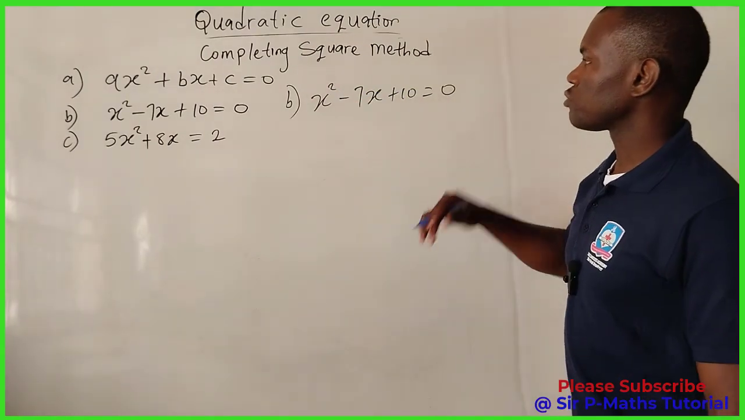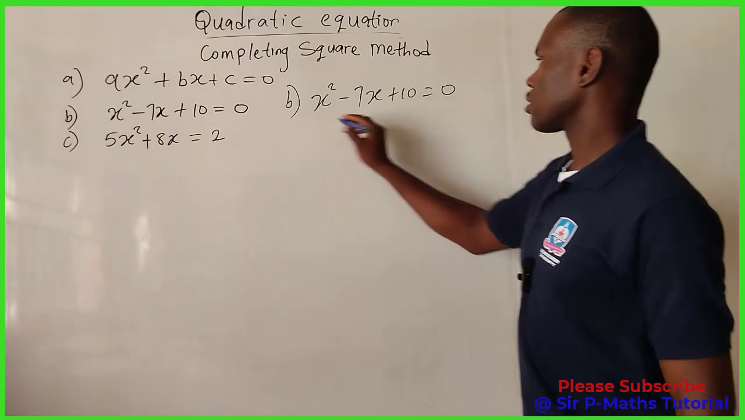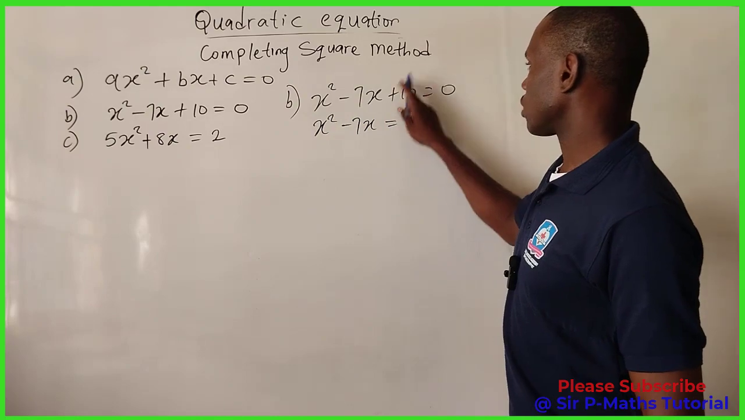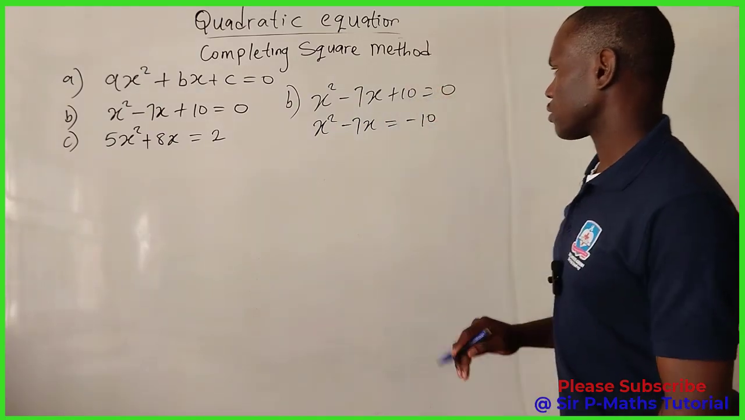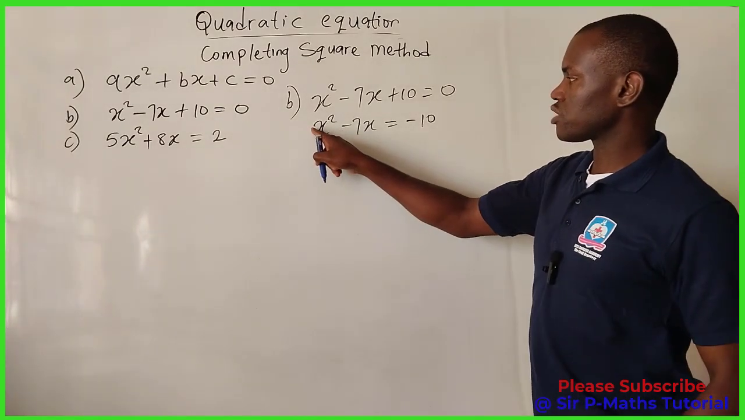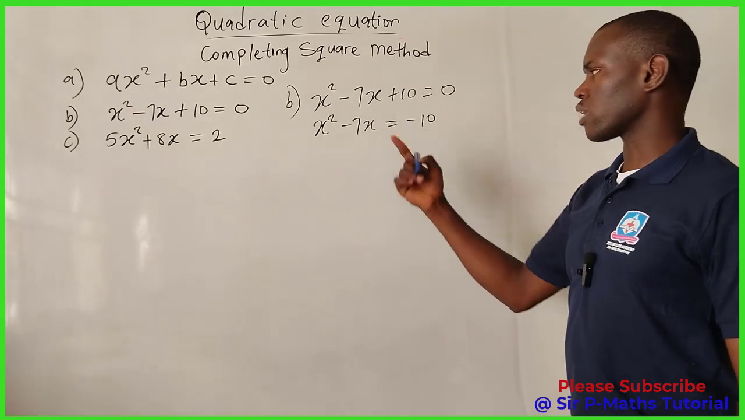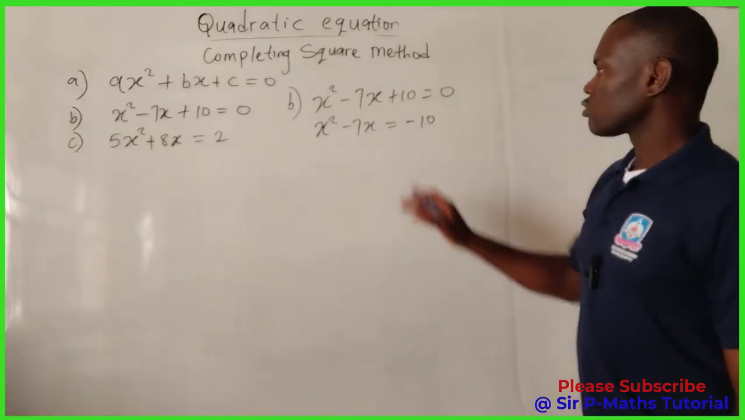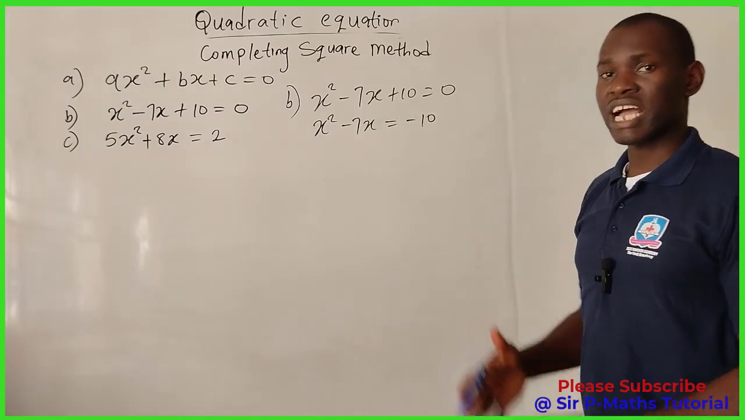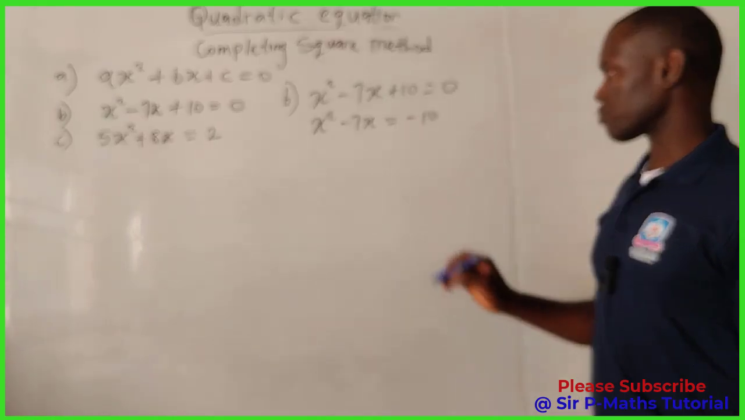To simplify this using the completing the square method, the first thing we do is to carry the constants across. I will have x squared minus 7x equal to 10 will cross and become minus 10, because 0 minus 10 will give me minus 10. Then we use the coefficient of x squared to divide all through. But since the coefficient here is 1, I need not do that. So the next thing I'll do is to get the coefficient of x, find half of it, and square that half, adding it to both sides of the equation.